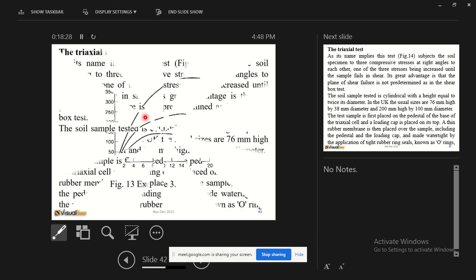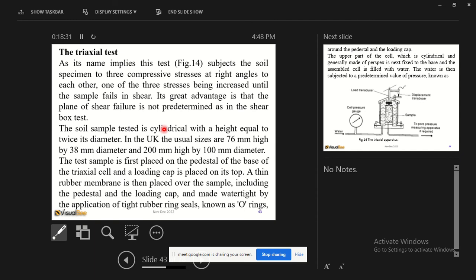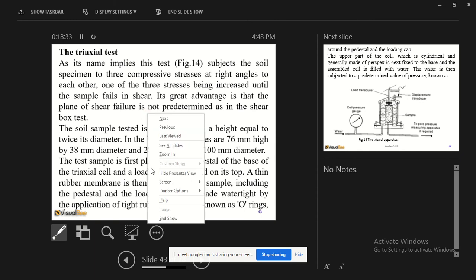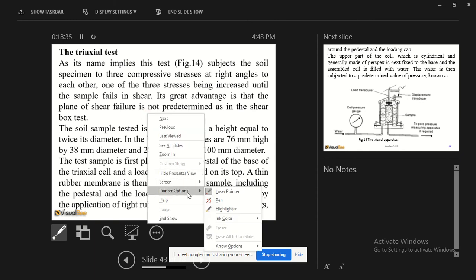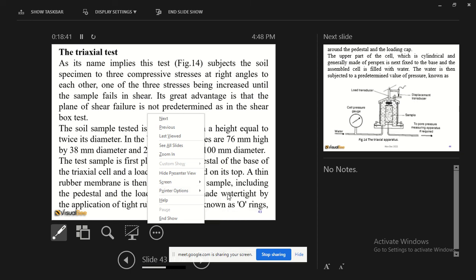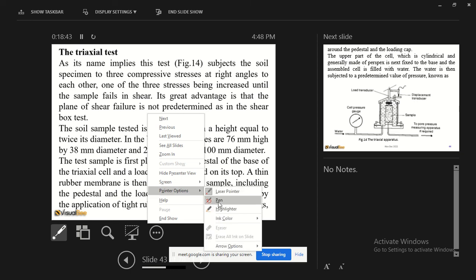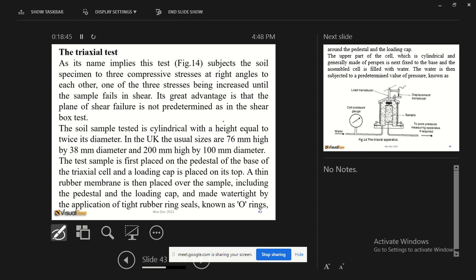Then we have the triaxial test. Now the triaxial test is a little complicated, not in terms of theory, because the theory is still the same, but complex because we can measure more things. The issues of the dimensions are there. The ratio of the height of the sample to the diameter of the sample is 2 to 1. So the diameter is usually 38 and the height is 76.